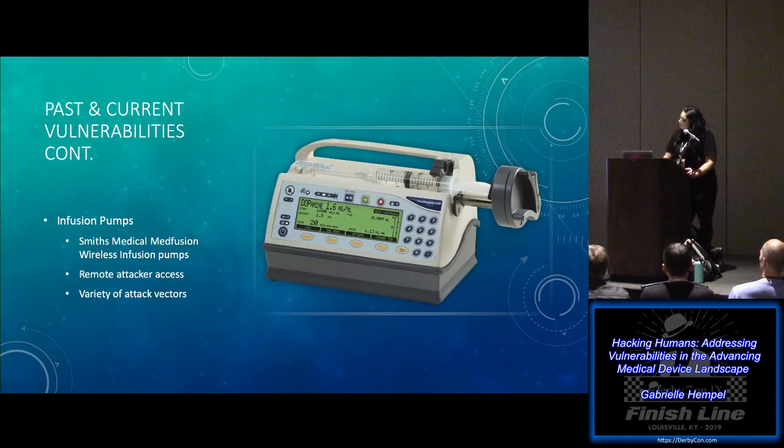Next, we have infusion pumps, which are used to deliver medicine in controlled doses in hospital settings. We're specifically going to talk about the Smiths Medical Medfusion wireless infusion pump, but similar vulnerabilities have been found in nearly identical devices. It was discovered that remote attackers could gain access to both the communication and therapeutic modules. There were various attack vectors: easy buffer overflows due to a lack of verification of input buffer size, hard-coded credentials, improper access controls, and improper certificate validation.